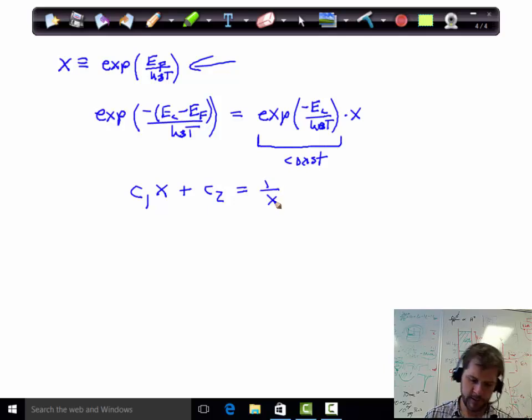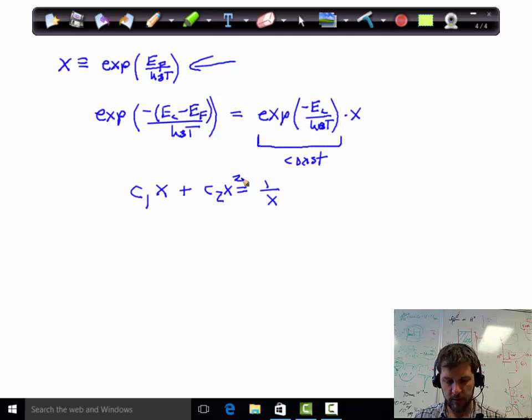You get some expressions like this, and then you can manipulate things around, and eventually sometimes you even end up with some squared terms here. So if you have three types of carriers, you're going to get a cubic equation. If you have three types of charged entities in the system, you'll get a cubic equation.